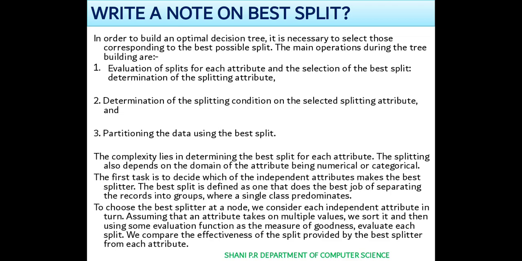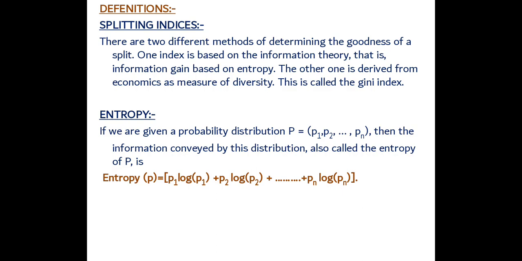So best split means splitting of an attribute in the best format by evaluating the data, whether it is a numerical value or a categorical value. This is about the best split. Next we can look into some of the important definitions in decision trees. First one, splitting indices.